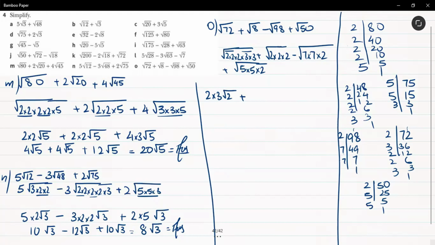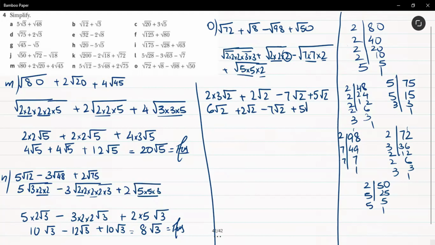Plus we've got a pair of 2 and what remains inside is 2, so 2 under root 2. Minus, we've got a pair of 7 and 2 remains inside, so minus 7 under root 2. And the last one, we've got a pair of 5 and 2 remains inside, so it's going to be plus 5 under root 2. Now just simplify it further: 3 2s are 6 under root 2 plus 2 under root 2 minus 7 under root 2 plus 5 under root 2.